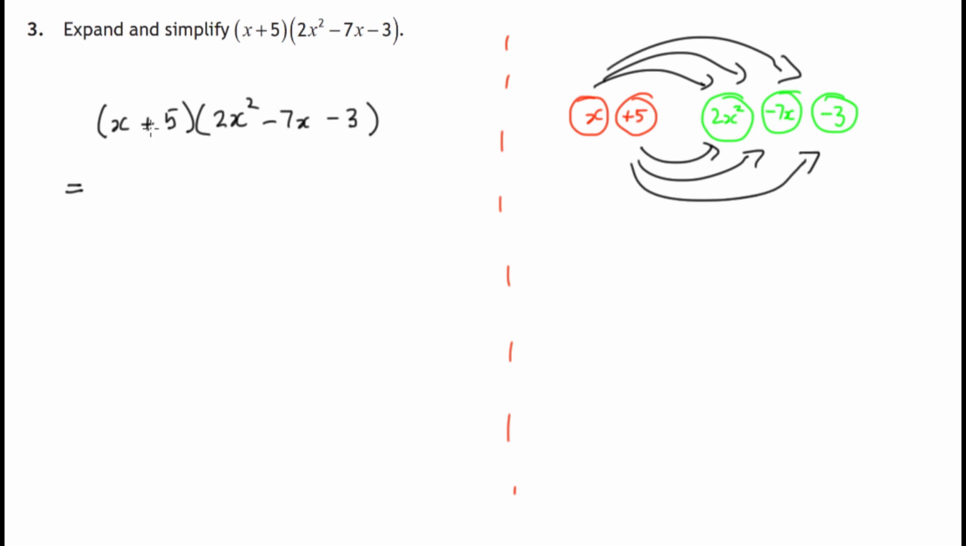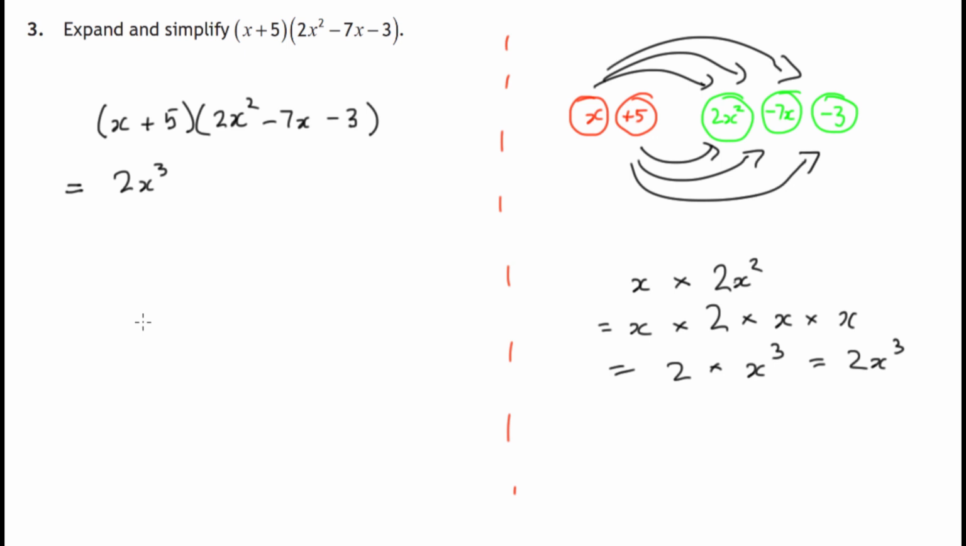So our first multiplication, let's do x times 2x squared. That might need a little bit of explanation. It's x times 2 times x squared. Now remember, x squared is x times x. So if we look at all the bits and pieces, we've got 3 x's multiplied together, multiplied by 2. Well, 3 x's multiplied together is x cubed, so we have 2x cubed for that multiplication.